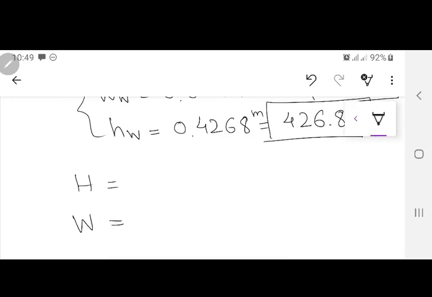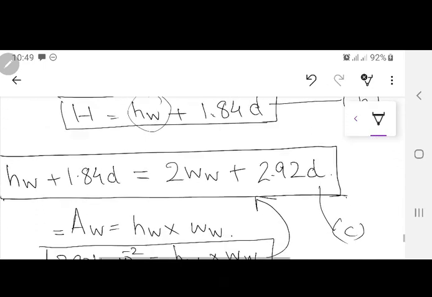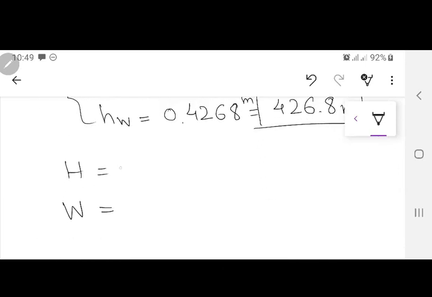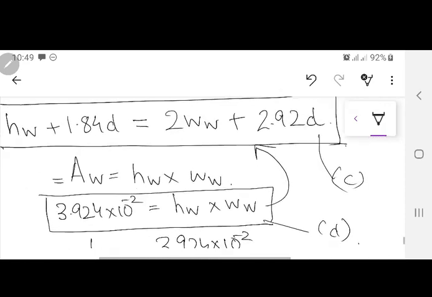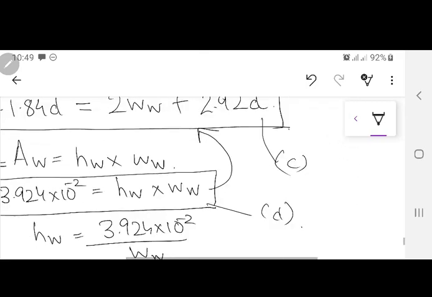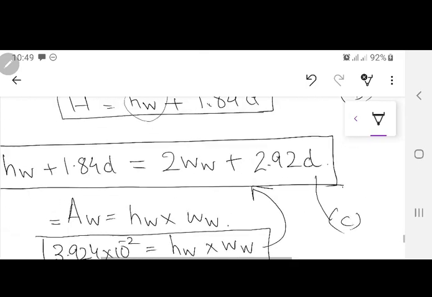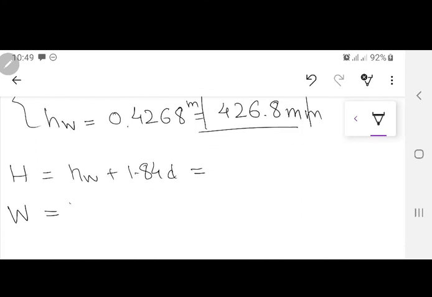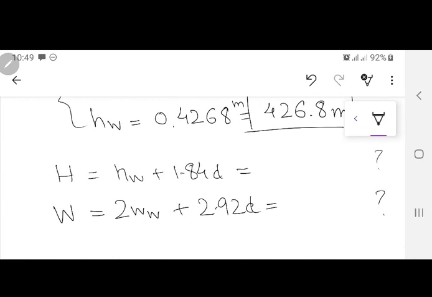What was height equal to? That was HW plus 1.84D, and W was equal to 2 times WW plus 2.92D. Tell me these two values, H and W, when you are free to go.